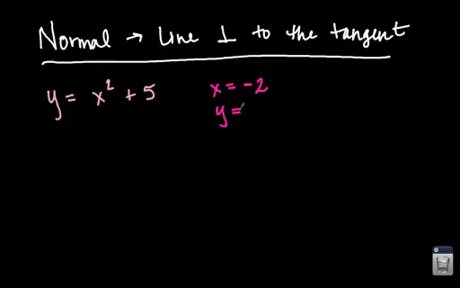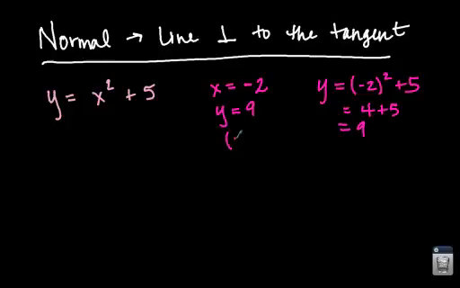All right, so what we're going to do is go ahead and find the y-coordinate by plugging -2 in everywhere we see x. So we end up with y equals -2 squared plus 5. That equals 4 plus 5, which is 9. So our y-coordinate is 9. So we're looking at the tangent, or in this case the normal, at (-2, 9).